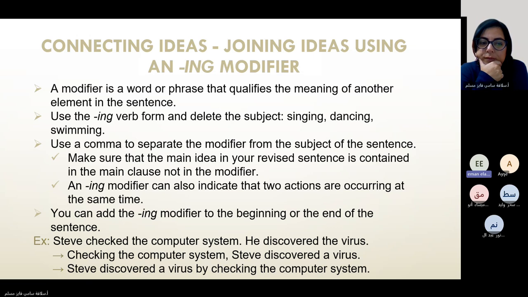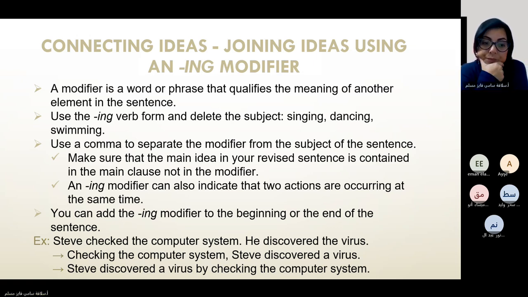Steve checked the computer system. He discovered the virus. Okay, so these are two separate independent sentences. Steve checked the computer system. That's a sentence. He discovered the virus. That's another sentence. How can you join these ideas?